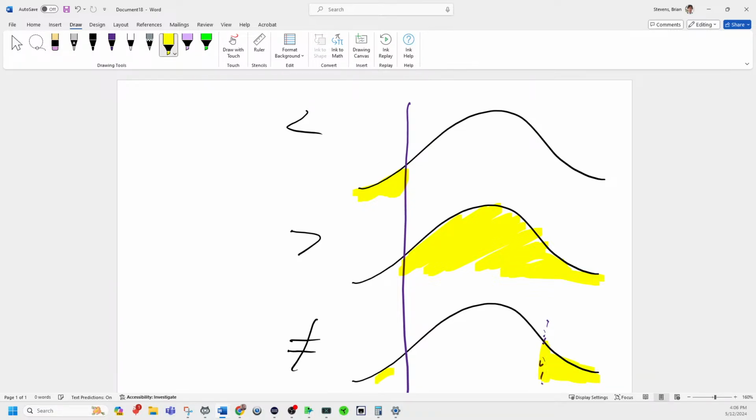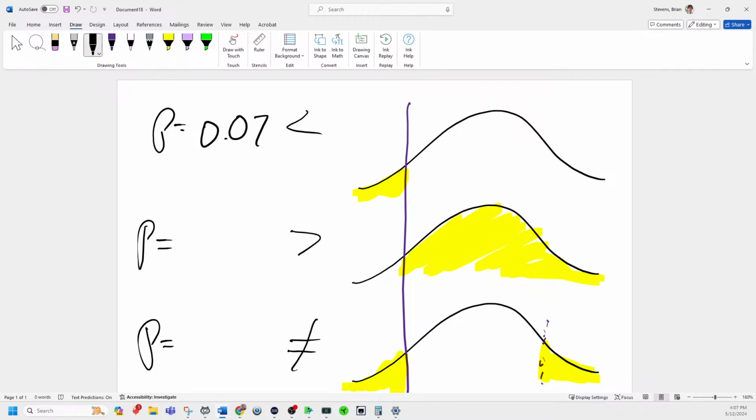So think about this. What would the p-values be if the p-value for the top one is 0.07? What are the remaining p-values for the next 2 tests? Great job, Reese, right there, knows the answers instantaneously.